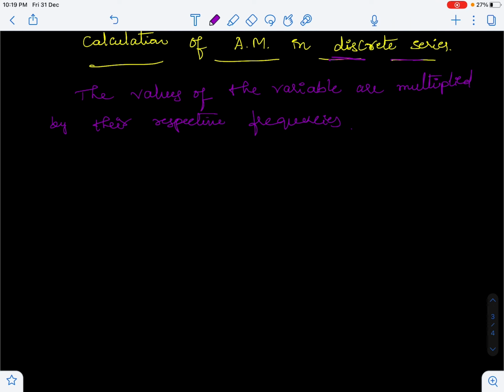Here, what is the total number of observations? Here the total number of observations are equal to the total of the frequency.